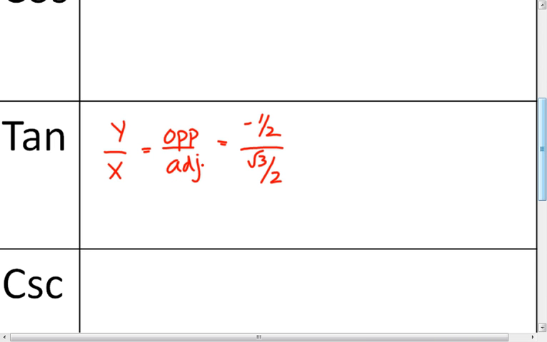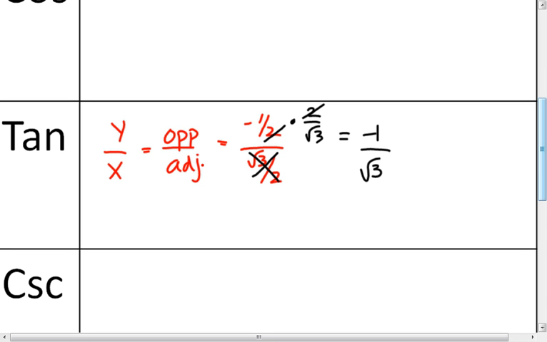Okay, now I won't let you have double fractions, so that means we get to simplify this a little bit. So what we can think about doing is this. Instead of dividing by the square root of 3 over 2, I am going to multiply by its reciprocal. My 2's will cancel. And what I'm left with is this, negative 1 over the square root of 3.